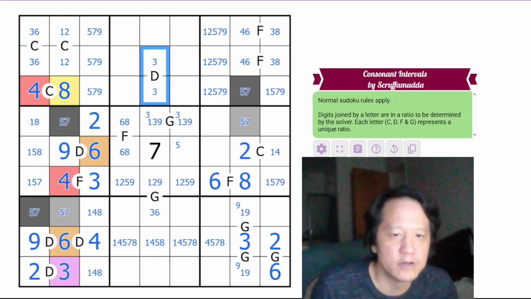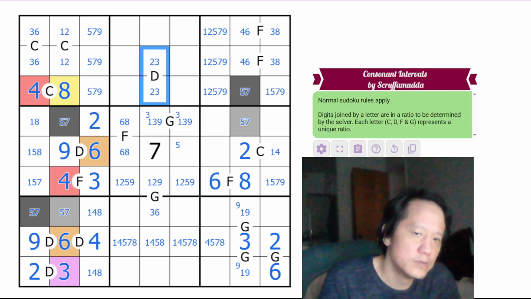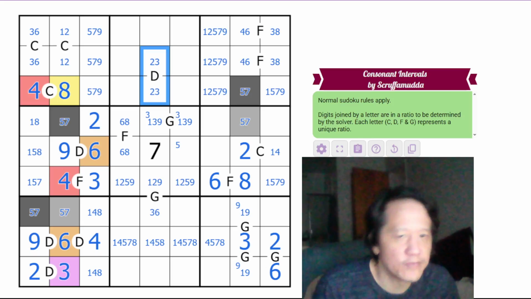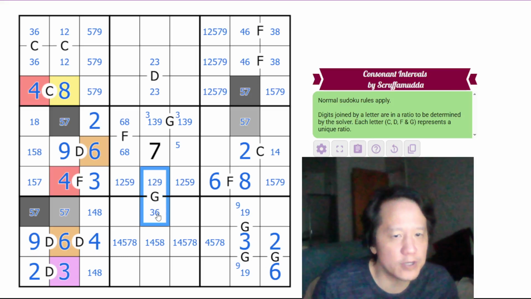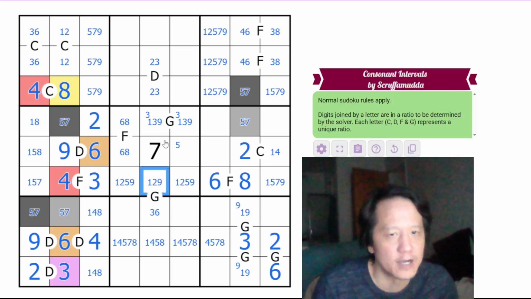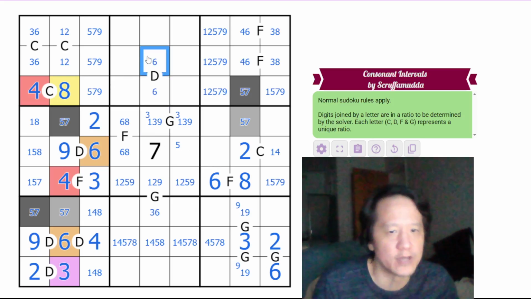Okay, so we go to G. G is a 3 to 1 ratio. D is a 3 to 2 ratio. So we can have 3 and 2. We cannot have 3 and 2. If we have 3 and 2, that would eliminate 2 here and 3 here. This would be 6 within, trying to be a 1 to 3 ratio with 1 and 9, which doesn't work. So this cannot be 2 and 3. Therefore, we are guaranteed a 6 here.